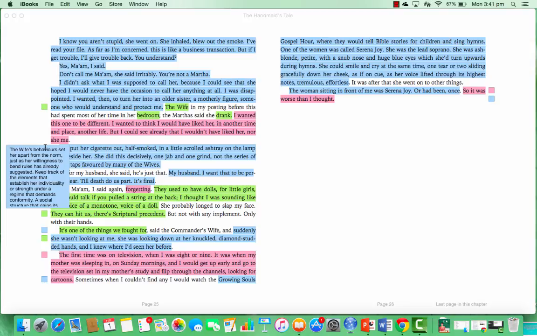We move on to the wife's behaviours, and these also set her apart from the norm, just as her earlier willingness to bend rules, as was suggested. Keep track of these elements that establish her individuality or strength, and also her hardness as she survives in this patriarchy, under a regime that demands conformity. It's a social structure that gains its validity and power through this very same conformity of the women and people knowing their place.